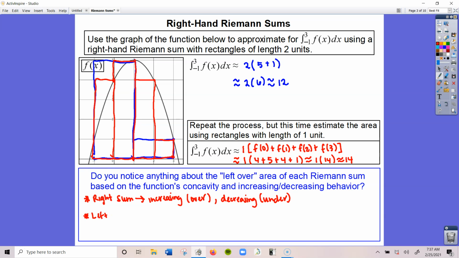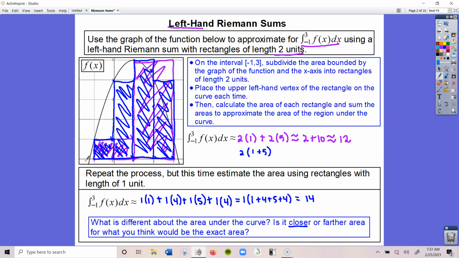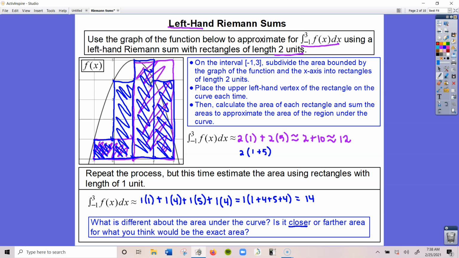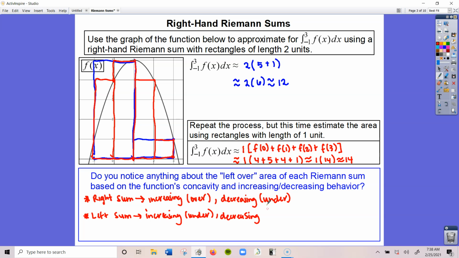Now, for the left sum, it's the opposite. And we'll look at the graph on the other side in a second. So first, let's look at when the function is increasing. See, on the left side, if you're using a left sum, when the function is increasing, those rectangles are below the curve. So that means that the area would be under. And when it's decreasing, it's the opposite. If you look back, when my function is decreasing, those rectangles are over the curve. So the area would be over.